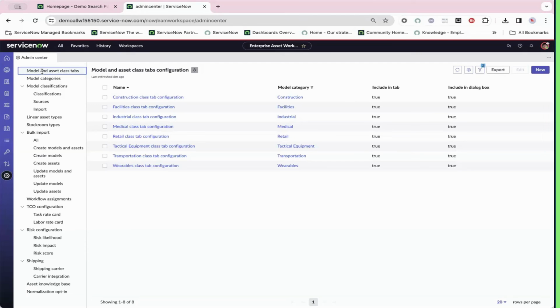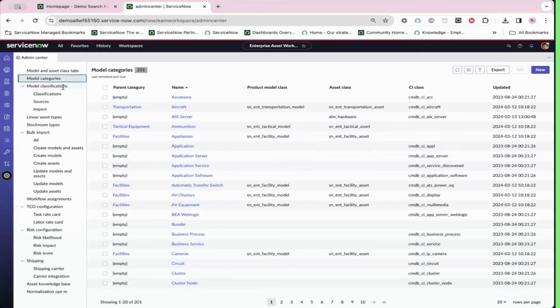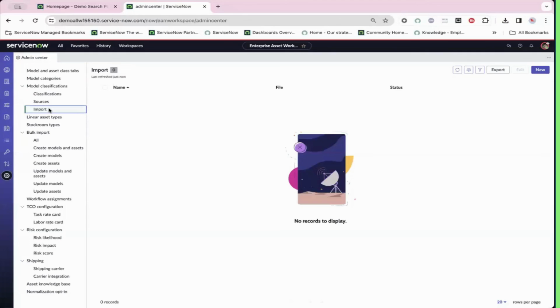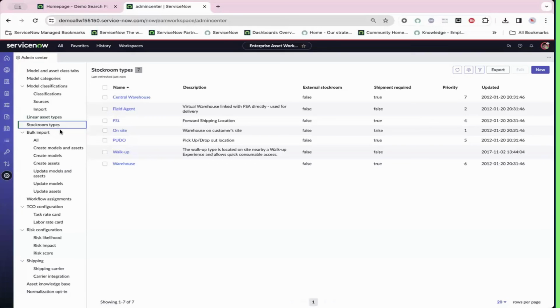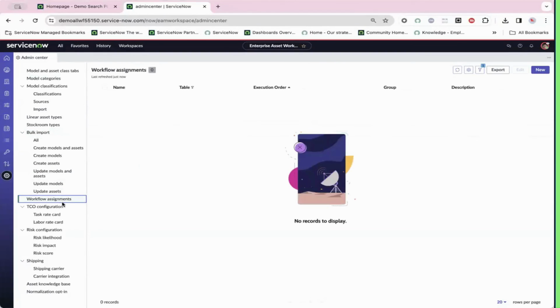So EAM admins can set up and configure all of your EAM features, including the total cost configuration, your model asset class tabs, your model category, that model classification, sources, your imports, any kind of linear asset types, stockroom types, your bulk import where you can create models and assets and you can update those models and assets here as well. Additionally, this is where you can do your workflow assignments.